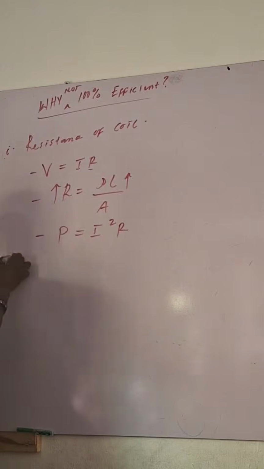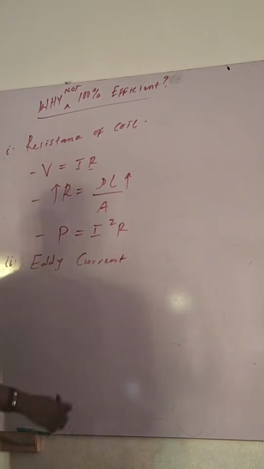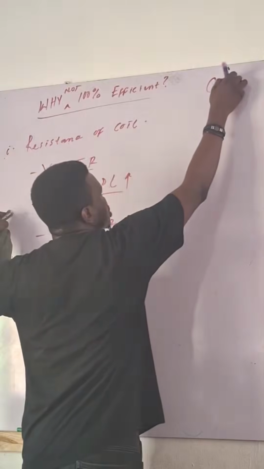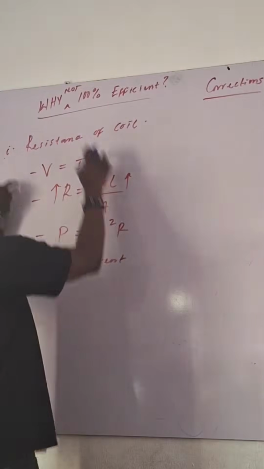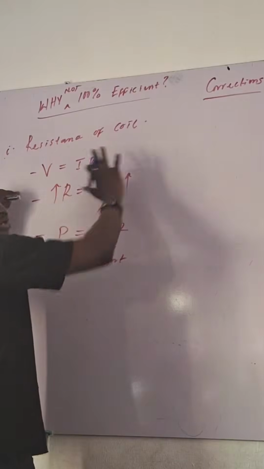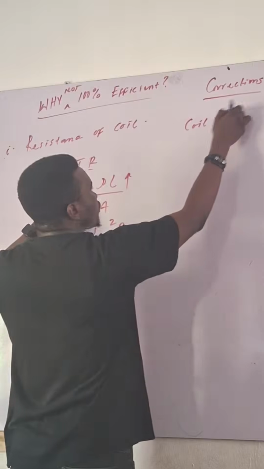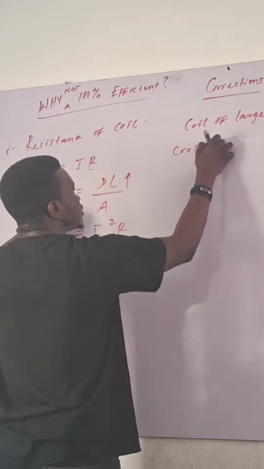Another thing is what we call eddy currents. Eddy current is another thing. So note something, they can ask you, let me put it here, corrections. In order to correct this error, we need to use a coil of large cross-sectional area.